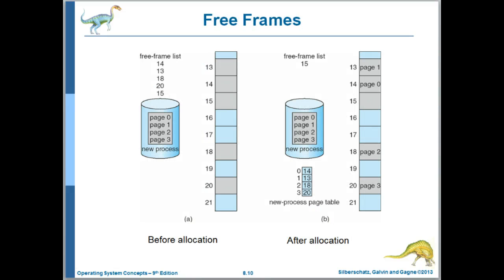This slide demonstrates frame management. When a process is created, here we have a process with a logical address space of 4 pages and a list of free frames. The operating system allocates 4 frames and then constructs the process's page table. And it obviously updates the free frame list.